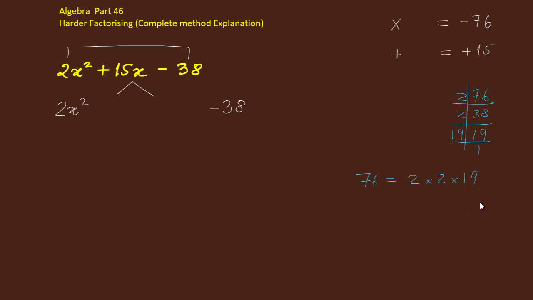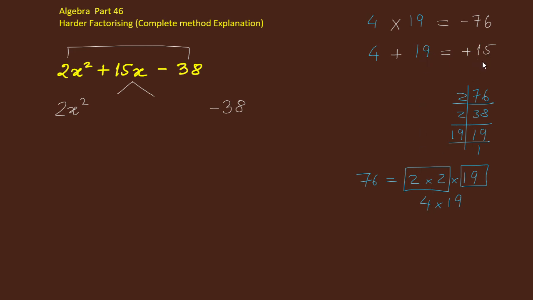Now I have to make two pairs which will give 15. So this looks quite simple. 2 times 2 is 4 and 19, right? These are the two pairs. So 4 times 19 will definitely give me 76. But I need a negative 76, right? So let's write down the numbers and then decide the sign.